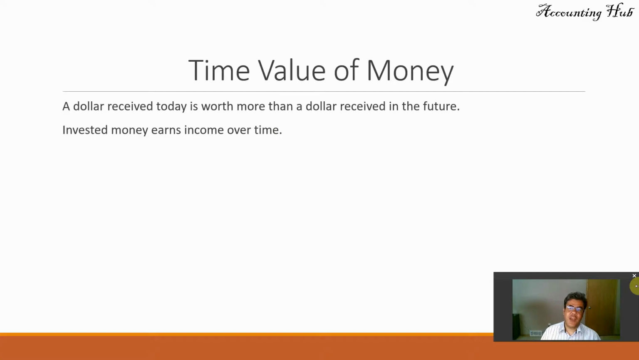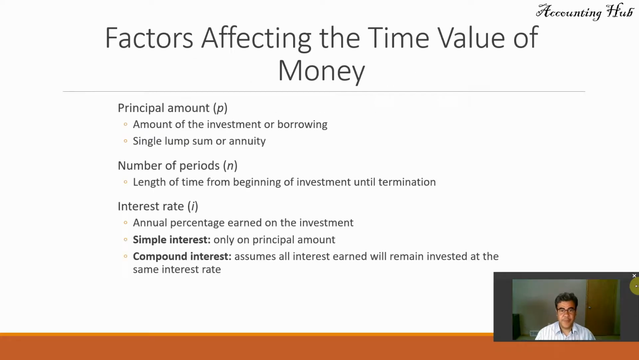When we talk about time value of money, a dollar or any other currency received today is worth more than a dollar or any other currency received in the future. Invested money earns income over time, or pays income over time. We have three factors affecting the time value of money. The first is the principal amount of the investment or borrowing. It can be a single lump sum, a huge amount of money at the beginning or at the end, or an annuity, a small amount of money at the end of each period. That is what we have in an amortization schedule.